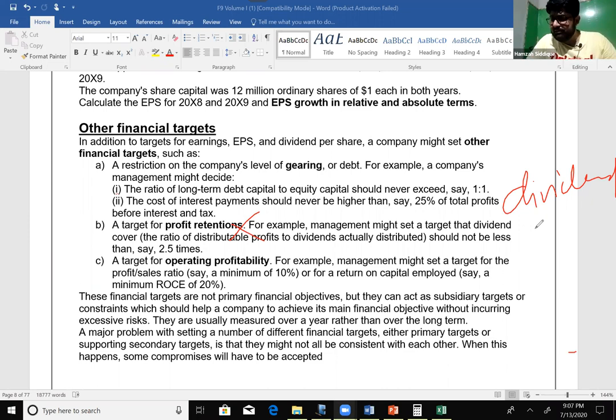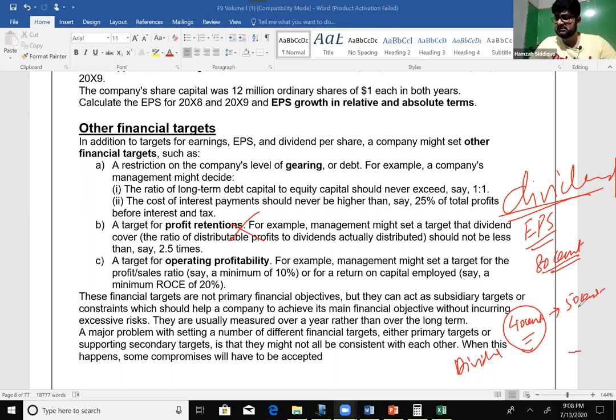For example, the company has earned EPS of 80 cent. In the previous year, you paid 40 cent dividend. This year, you want to pay 50 cent dividend. Second objective is you want to retain 50% of profit. If you retain 50% of it, you cannot pay 50. Can you pay? You cannot pay.